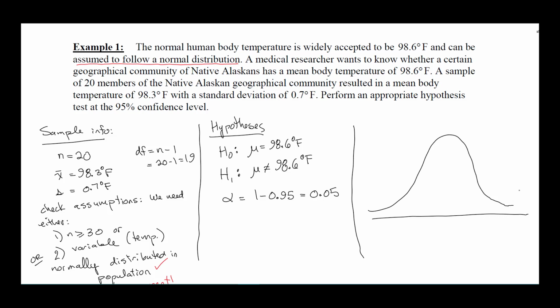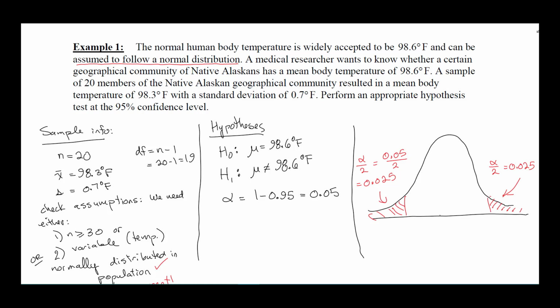Okay, so here's our sketch. So we're going to have a rejection region in both tails. And we're going to put half the alpha in each one. So alpha over 2, so that is going to be 0.05 over 2, which is 0.025. And this side, and then also over here.